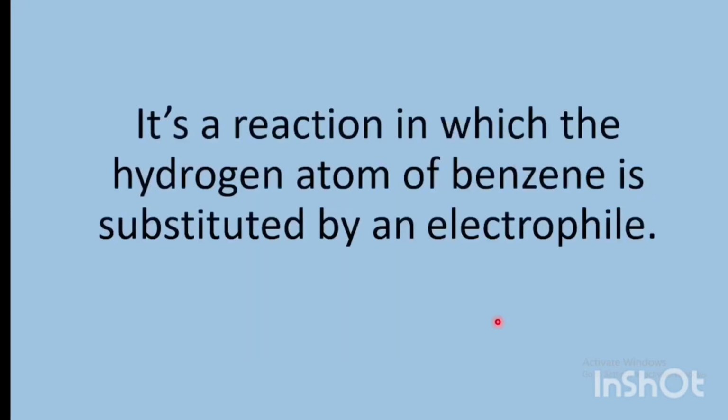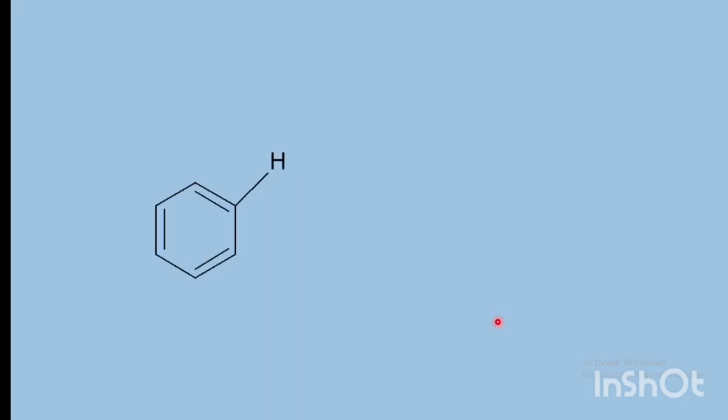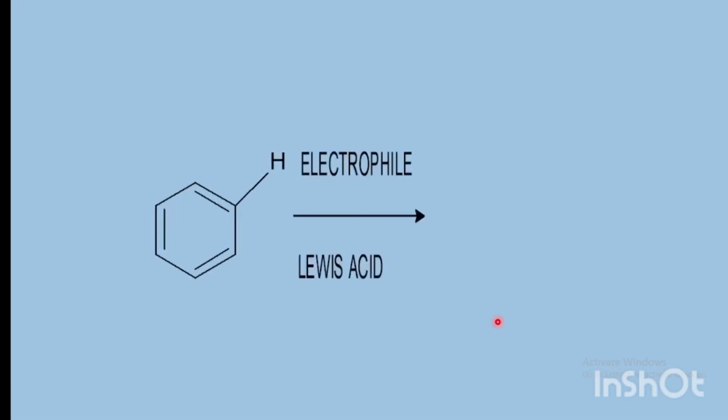Well, this is a reaction in which the hydrogen atom of benzene is substituted by an electrophile. This means that for us to perform ES reaction, we need to have number one, benzene or any aromatic compound. We also need to have an electrophile and also a Lewis acid. If we have these three things, ES reaction can take place.